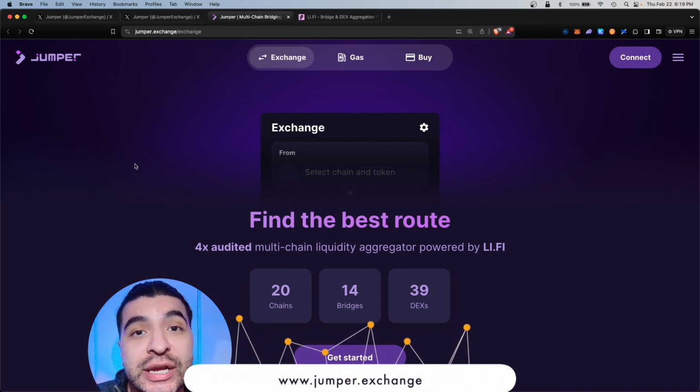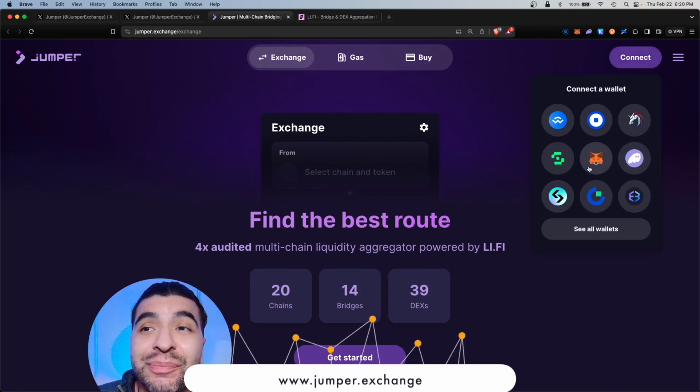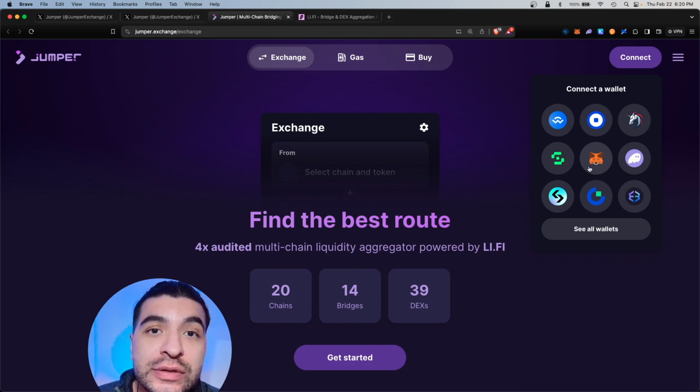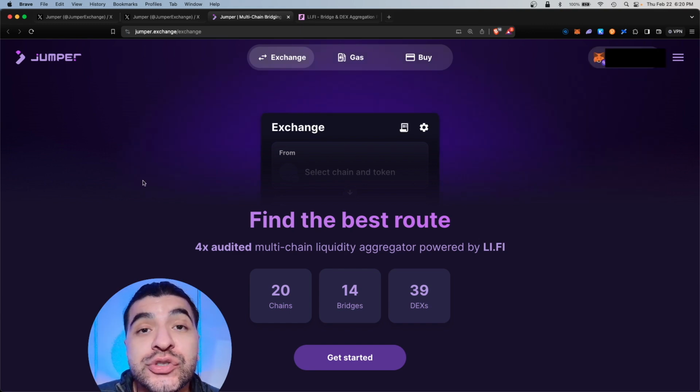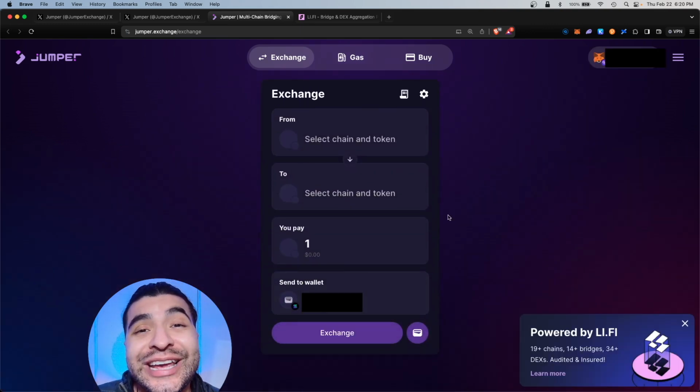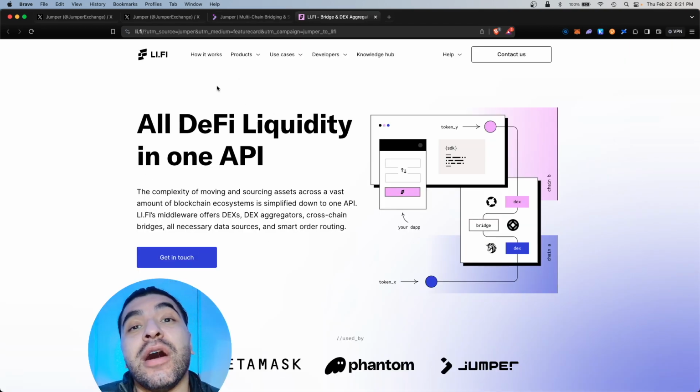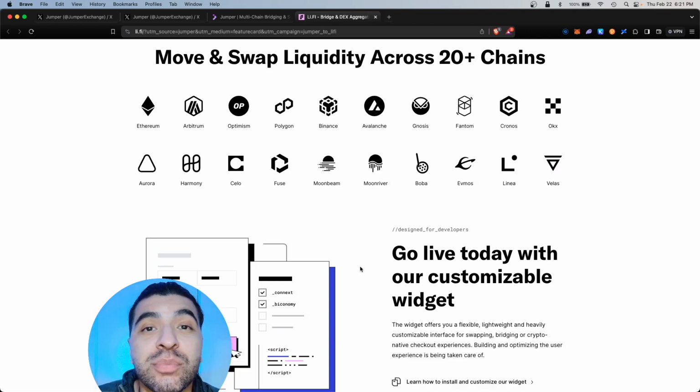The website is jumper.exchange. You would have to first connect your wallet. For most users, I recommend MetaMask for Ethereum style coins and Phantom for Solana tokens. So to get started, we'll connect MetaMask and choose the EVM side. Great, once you're in, click on get started. It's a pretty sleek interface and easy to use. It is powered by LiFi, and the goal of LiFi is to connect all of DeFi liquidity into one API. So again, that means over 20 different supported blockchains.